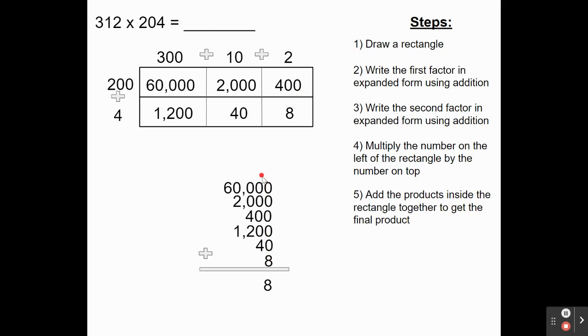In the tens place, all these zeros plus 4 is 4. In the hundreds place, we have 4 plus 2 is 6. In the thousands place, 2 plus 1 is 3. And in this 10,000s place, 6 plus nothing is 6. So our product is 63,648.